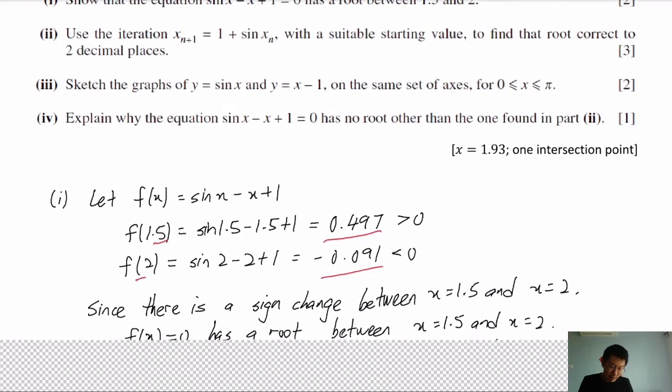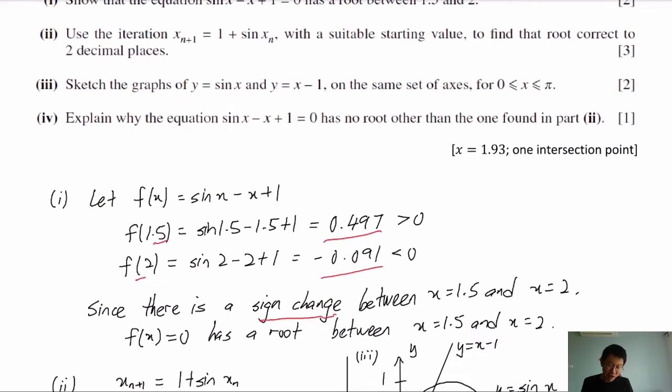So from there, give a statement saying that there's a sign change in between the two values. Therefore we actually have a root for this equation in between the two values of x. Okay, so for part 2, by using the iteration given with a suitable starting value, find the root correct to 2 decimal places.